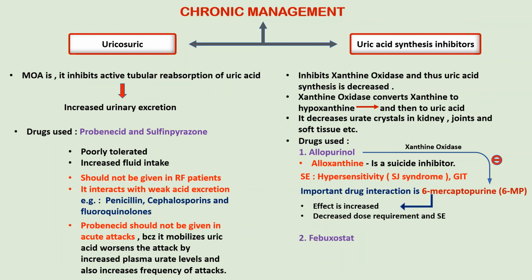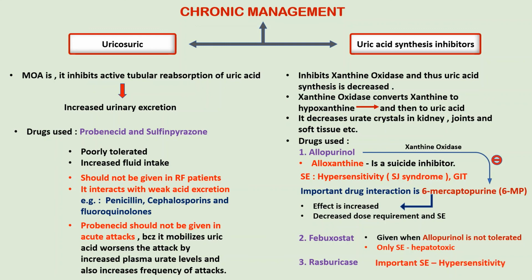The next drug coming under this category is febuxostat, and this is given in patients who don't tolerate allopurinol. But the problem with febuxostat is that it is hepatotoxic. Next drug is rasburicase. It is actually a recombinant technology produced urate oxidase enzyme. What it does is that it oxidizes the uric acid to allantoin, which is secreted effectively in the urine. The ADR associated is the hypersensitivity reaction. So that's all about the drugs used in the management of gout.